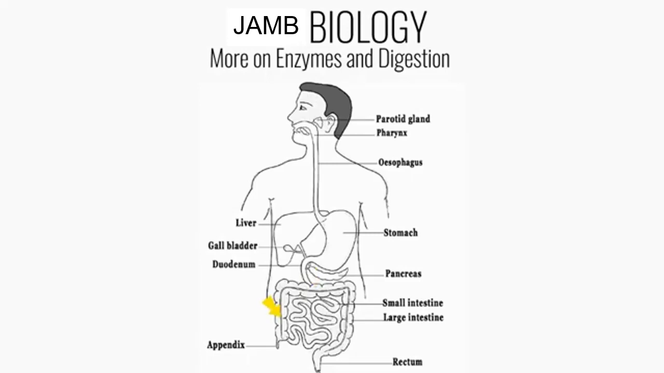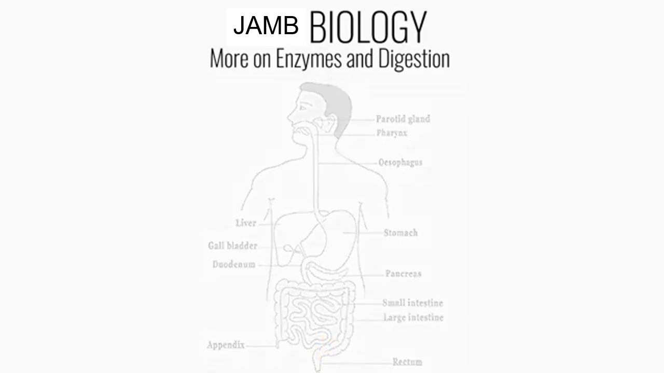So as the food passes to the large intestine, water is absorbed from the food in the large intestine, and then the feces is stored in the rectum, and then when it's time, it gets ejected.